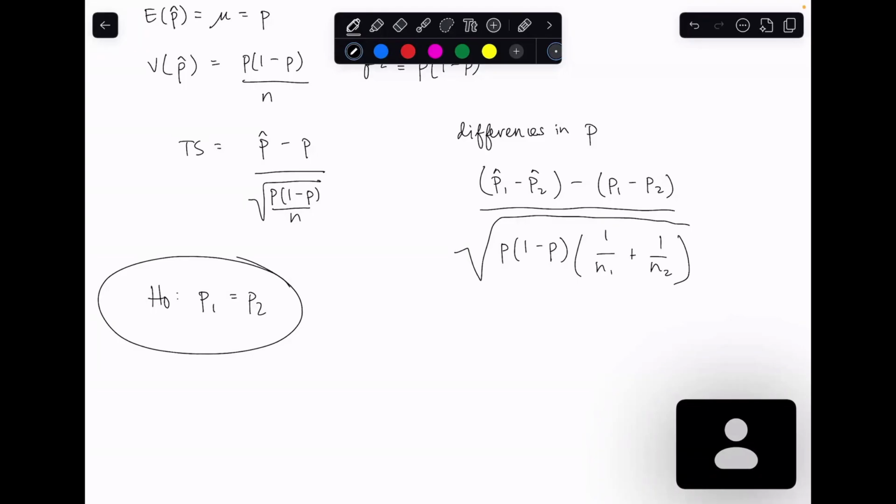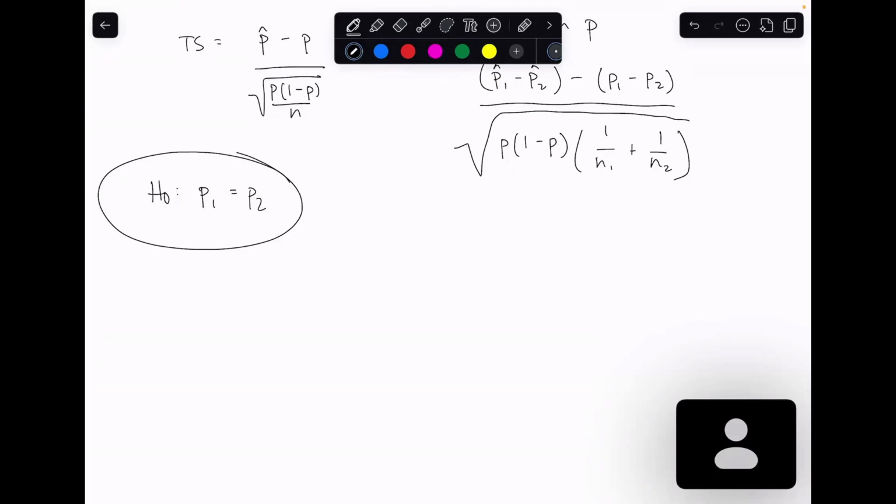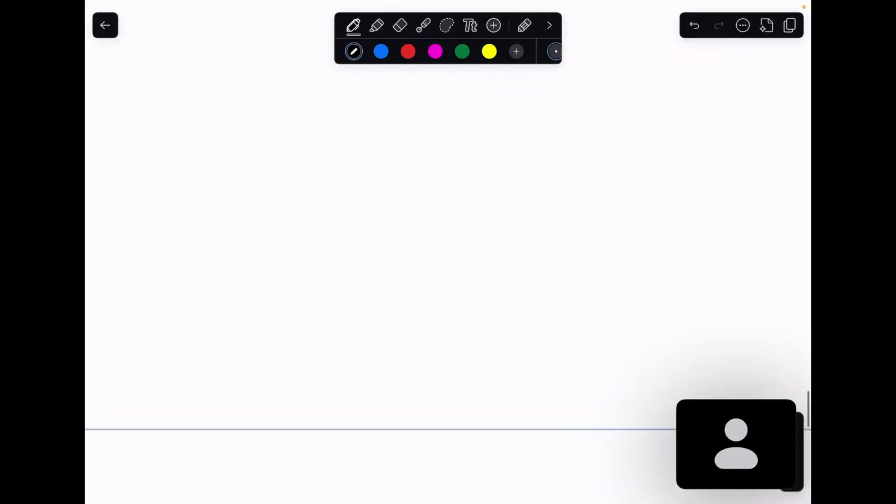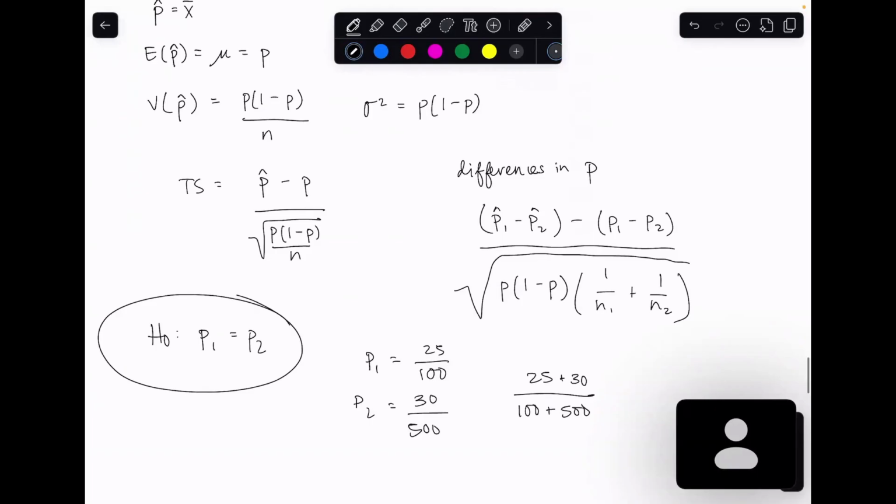And in order to find that, we're just going to take all the n's and all the p's from before and smash them together and find an overall proportion. So if my proportion before, like P1, was equal to 25 out of 100, and P2 was equal to 30 out of 500, to find the P pooled, I would just do 25 plus 30, all divided by 100 plus 500. Does that make sense?